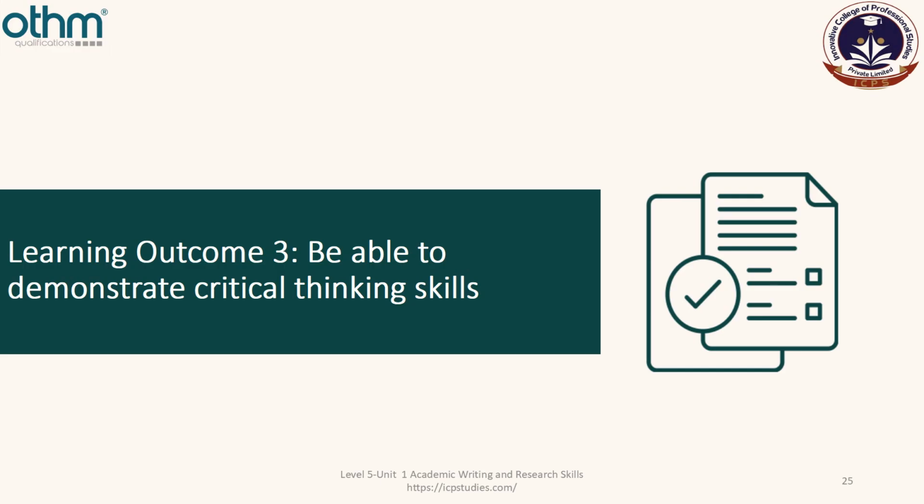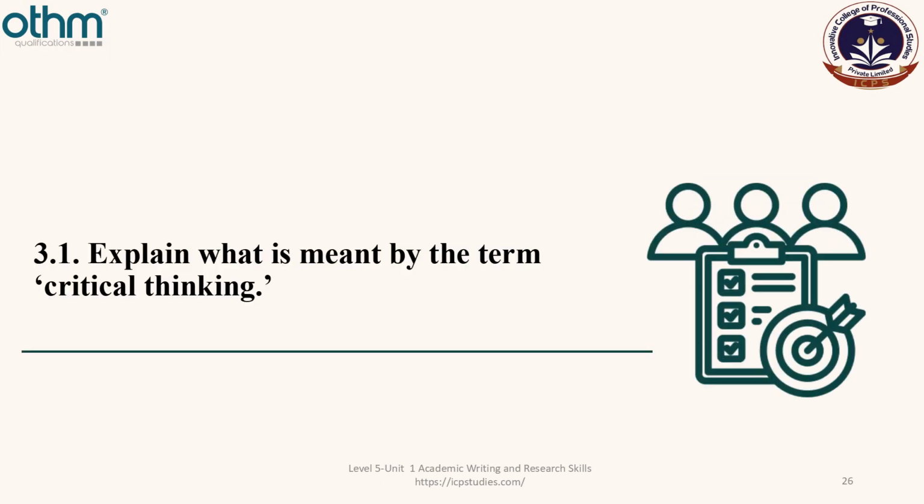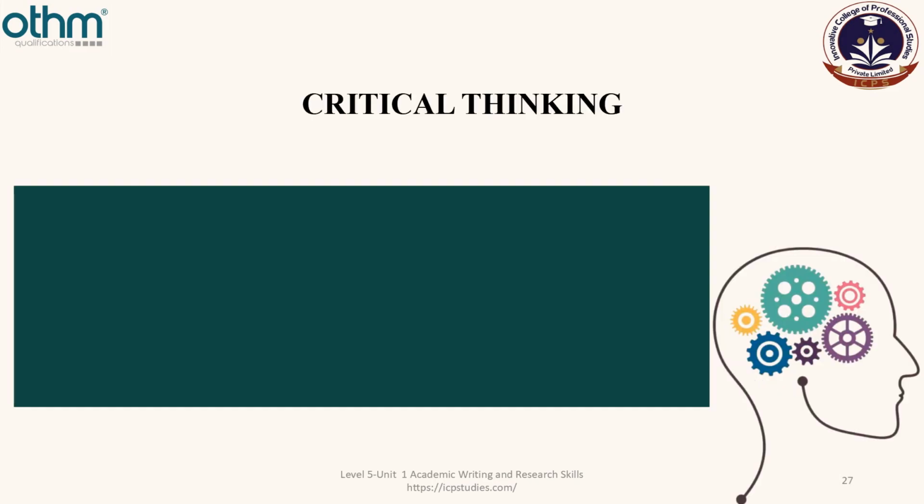Now we have the third learning outcome, in which we will be able to demonstrate the critical thinking skill. The first assessment criterion to understand this learning outcome is to explain what is meant by the term critical thinking. So first we have to understand what critical thinking is.